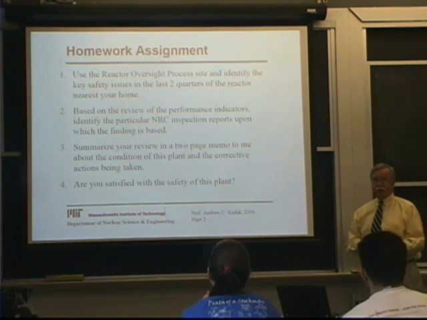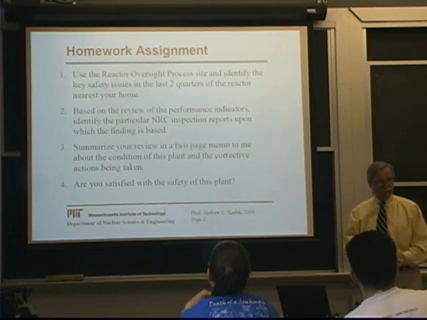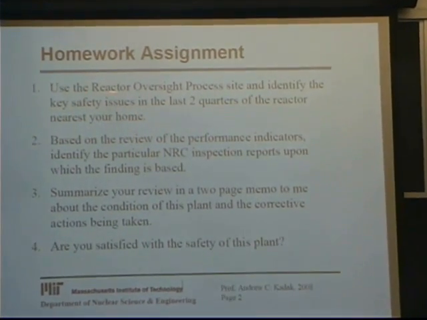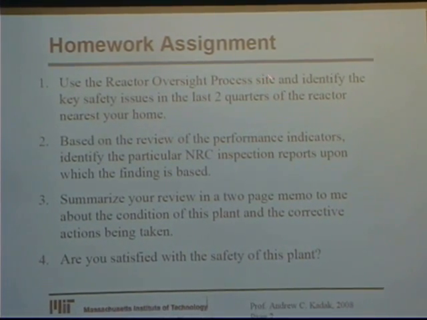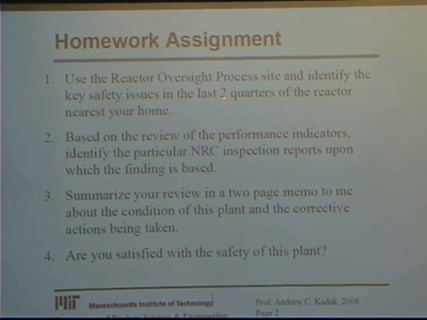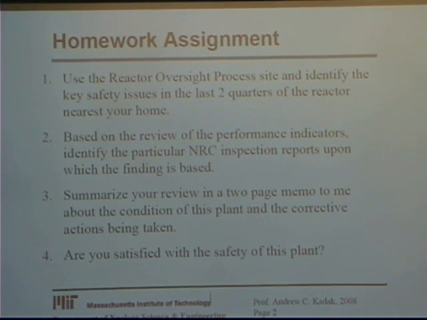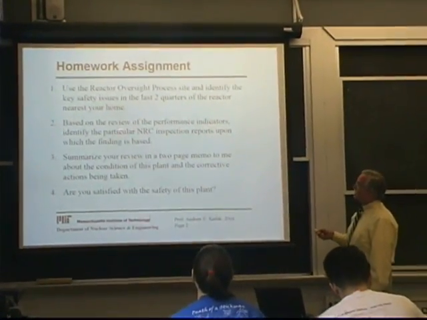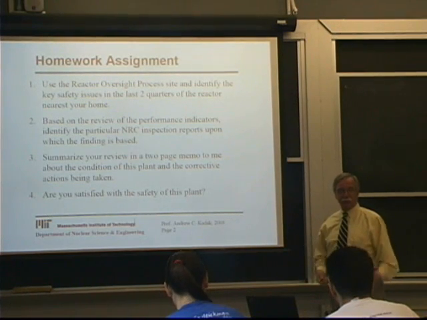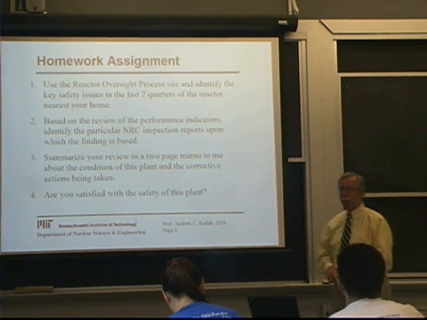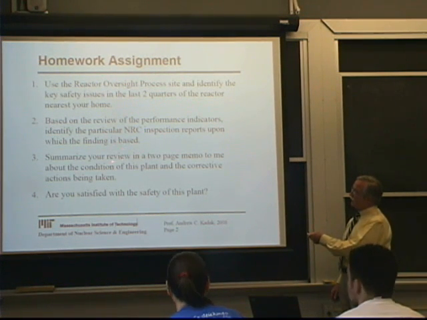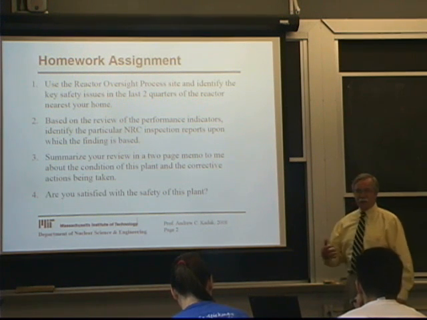Now, for the homework assignment, I'm glad you're paying attention relative to my zipping along with the internet sites. Use the Reactor Oversight Process site, and identify the key safety issues in the last two quarters of the reactor nearest your home. I want you to feel comfortable about your own neighborhood nuclear plant. And based on the review of performance indicators, identify the particular inspection reports upon which this is based, it'll be on the web, I posted it already. Identify why these findings are done, what the findings are based on, and give me a two-page memo about the condition of this plant overall.